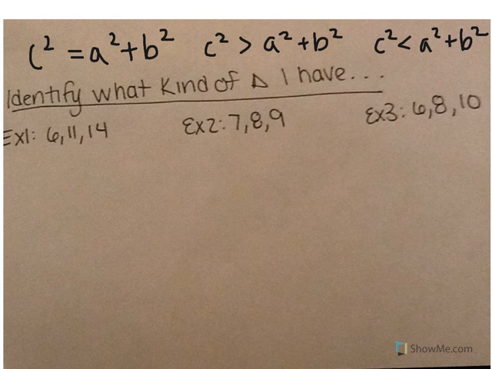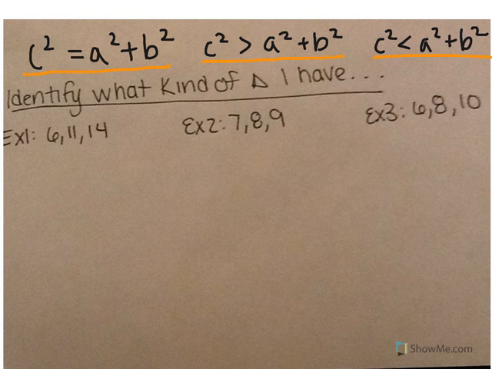So I'd like to identify what kind of triangle I have, and remembering our converse, if I have that the hypotenuse squared is equal to the leg squared, then that is a right triangle. If I have that the hypotenuse squared is greater than the leg squared, that's going to be obtuse. And then if my hypotenuse squared is less than, I have a cutie. So let's try this guy out.